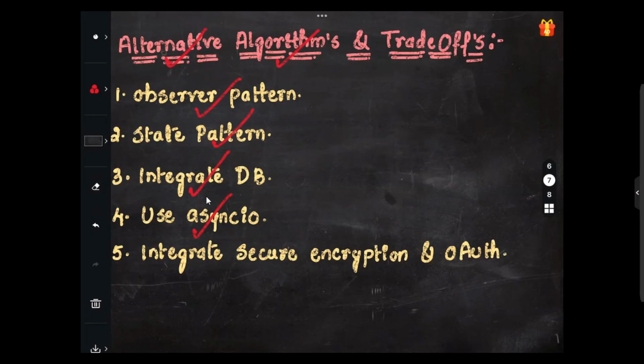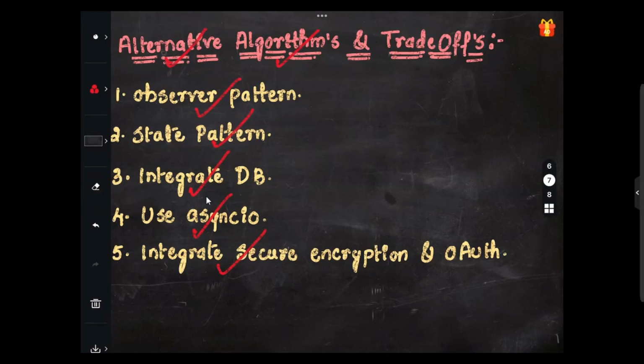We can also use asynchronous input output, also known as async IO, instead of threads for high scalability. The final one is integrating secure encryption and OAuth with real gateways. For a production-grade system, it's better to integrate these.